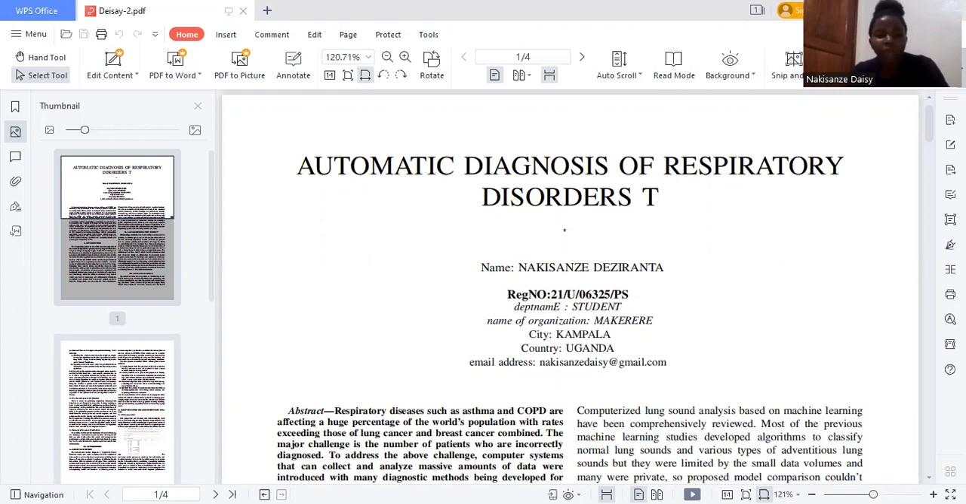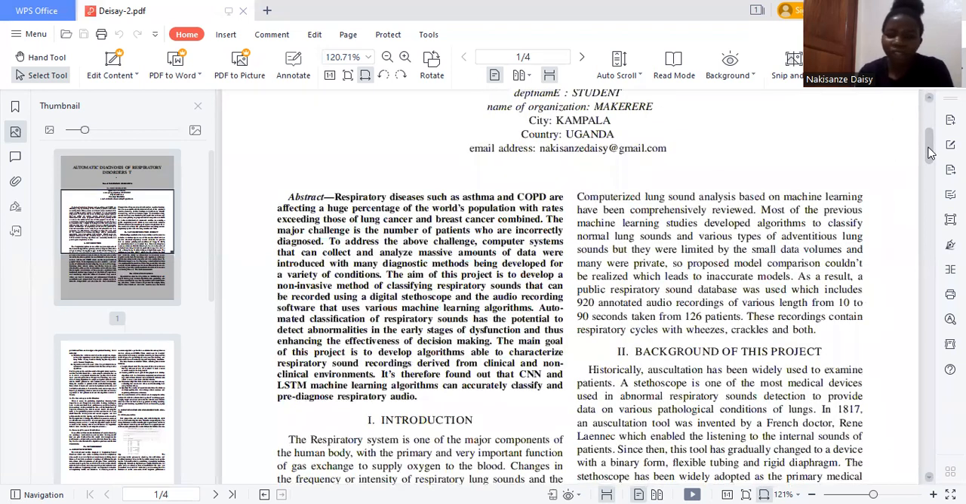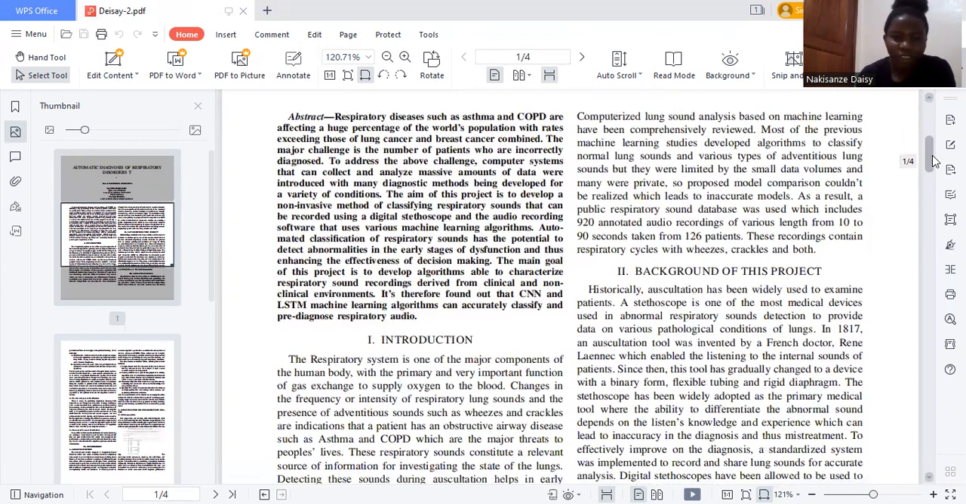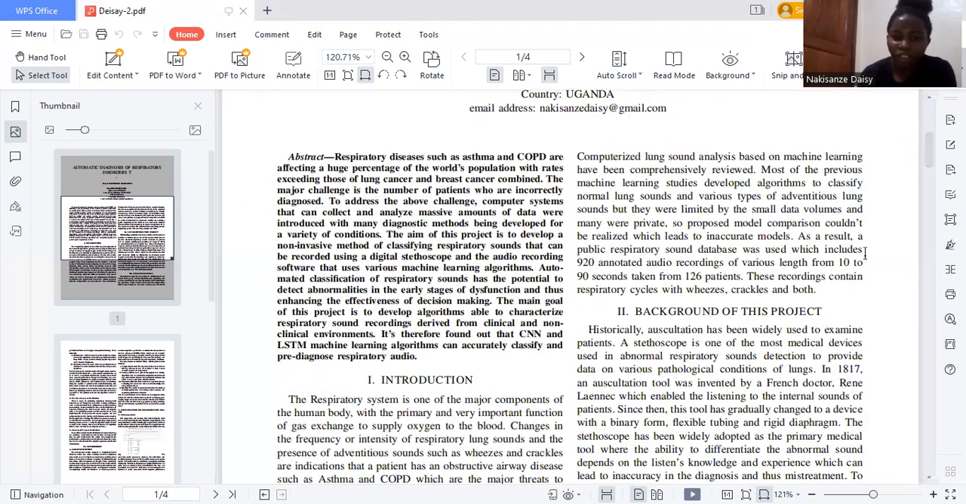I'm going to take you through my term paper for the project, which is automatic diagnosis of respiratory disorders. This paper compiles everything that I've been presenting in my previous videos. Without delay, let me start off with the presentation. This paper consists of the abstract about the project, the introduction, and more, but since the work is too much, I cannot explain everything, so I'll just give a little summary about each heading.